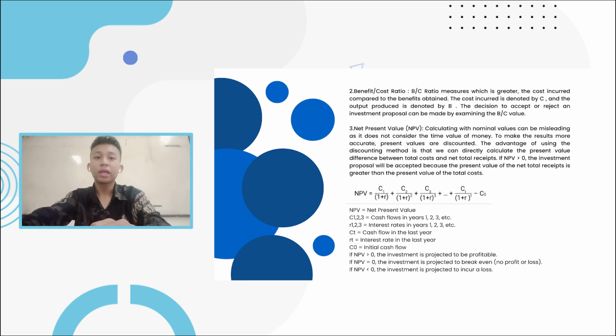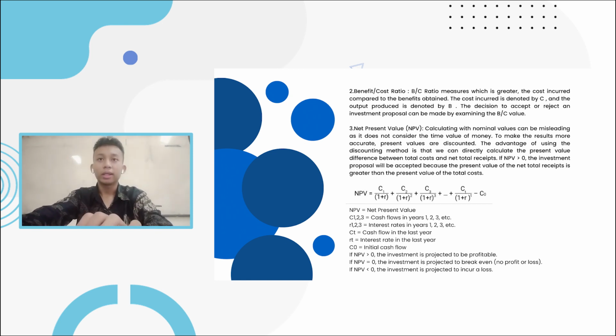Third, net present value or NPV. Calculating with nominal values can be misleading as it does not consider the time value of money. To make the results more accurate, present values are discounted. The advantage of using the discounting method is that we can directly calculate the present value difference between the total cost and net total receipts. If NPV is more than 0, the investment proposal will be accepted because the present value of the net total receipts is greater than the present value of the total cost.